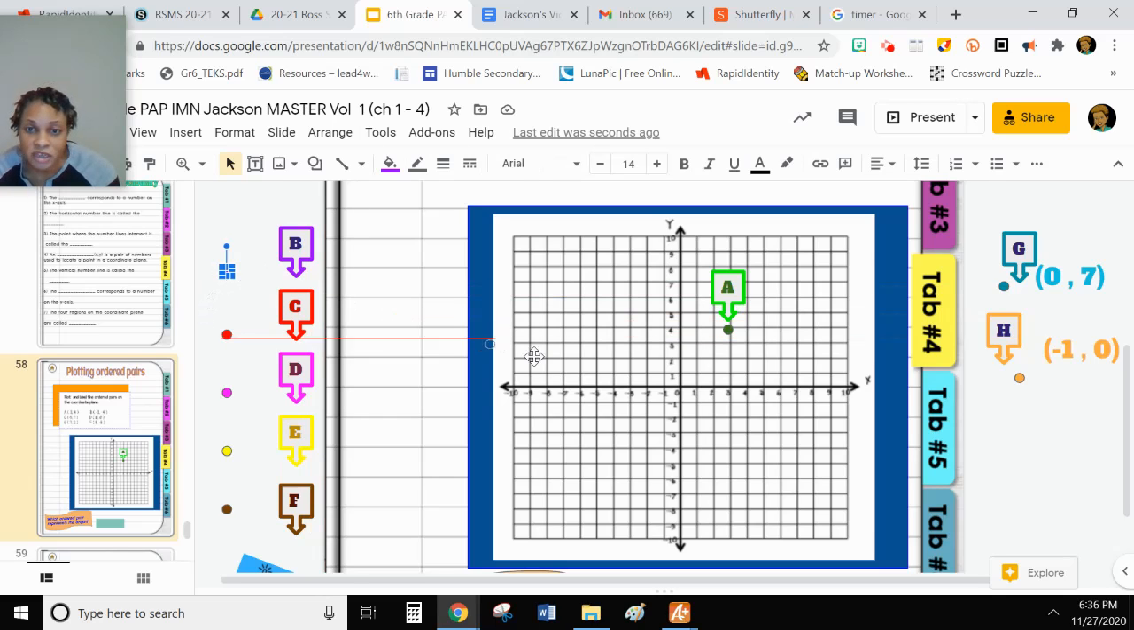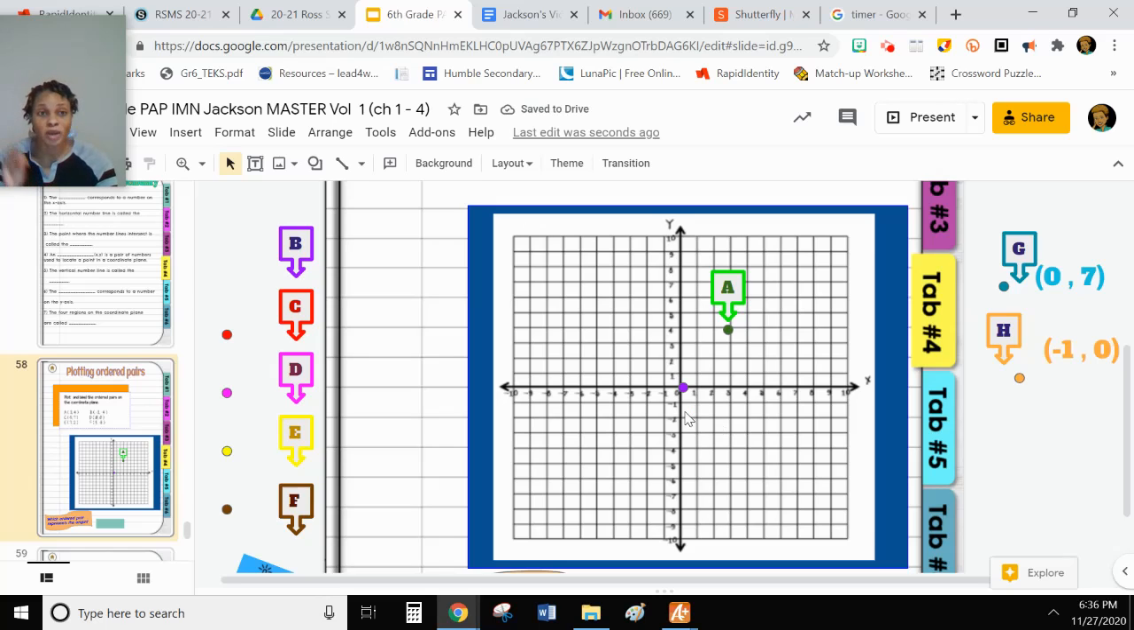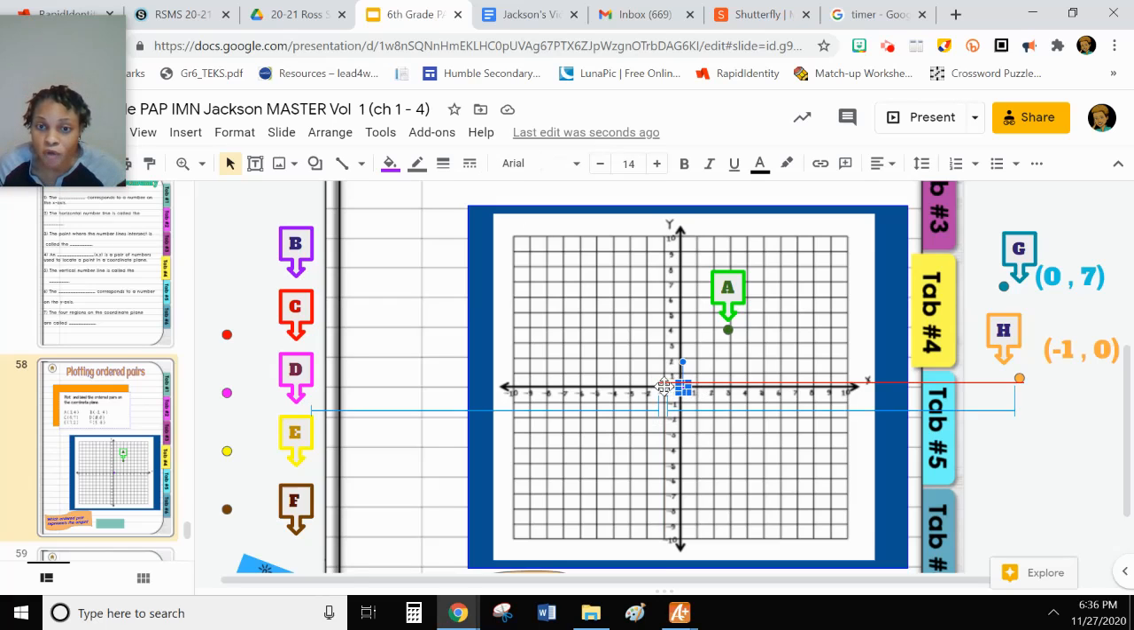Sometimes you can grab them, sometimes you can't. That is my point. You always start at the origin. The first number tells you to go left or right, and the second number tells you to go up or down. So our first number was -3. So I'm going to go over -3, and then -4, I'm going to go down to -4. So this is where it would be. Okay? And this is point B. And you can put your arrow here and label it.